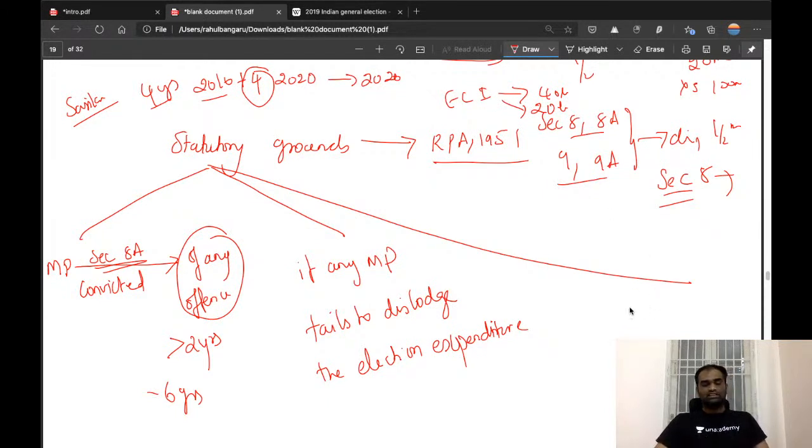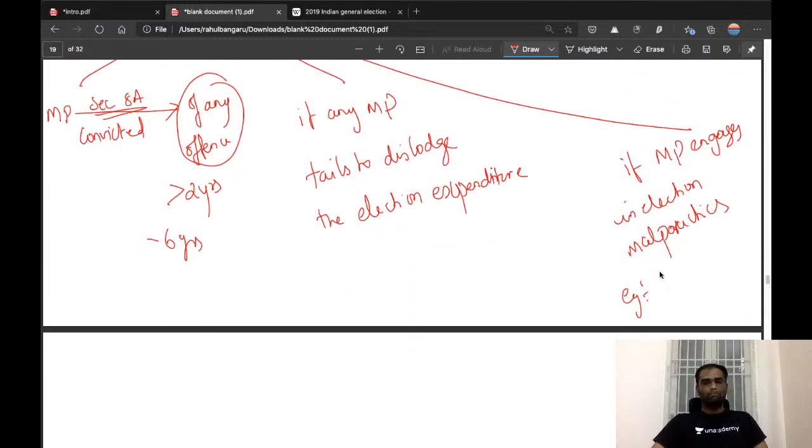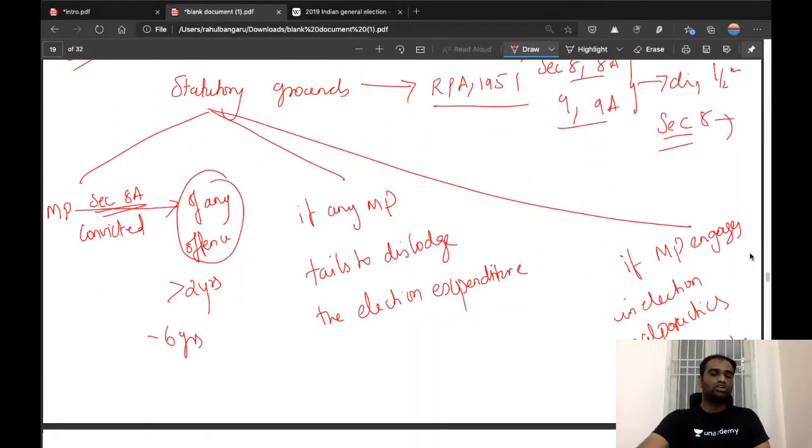Now the third ground under the RPA is that if an MP engages in election malpractices, for example bribery of voters, this is one election malpractice. If he is engaging in that, what will happen? That MP will be disqualified. So these are the grounds mentioned in the statutory grounds. These are the grounds given in the RPA Act of 1951 to disqualify a particular MP. Now, so far we have discussed grounds.